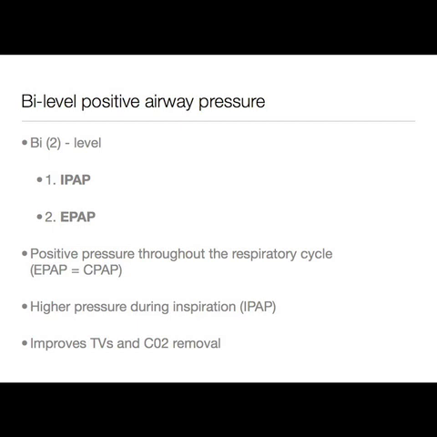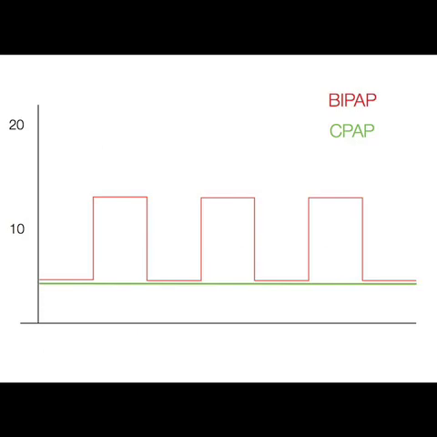BiPAP is most commonly used in acute exacerbations of COPD, where a patient has a respiratory acidosis with a pH of less than 7.35. This graph demonstrates the difference between BiPAP and CPAP in their ventilation settings. BiPAP, represented by the red line, has two distinct airway pressures, the higher IPAP during inspiration and the lower EPAP during expiration. CPAP, however, shown in green, has one constant pressure throughout both inspiration and expiration.